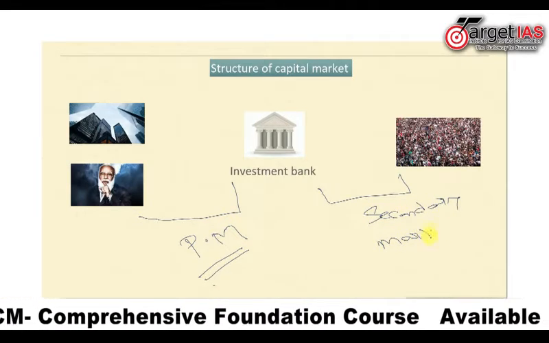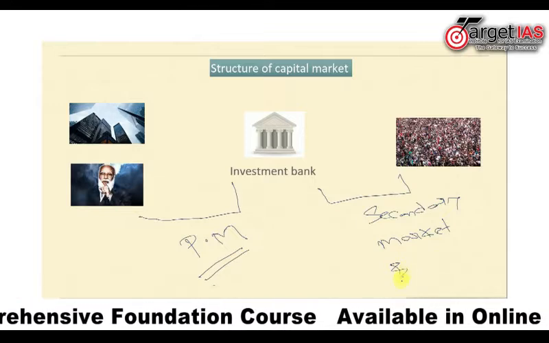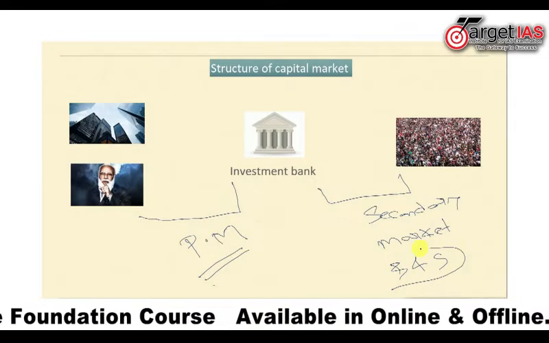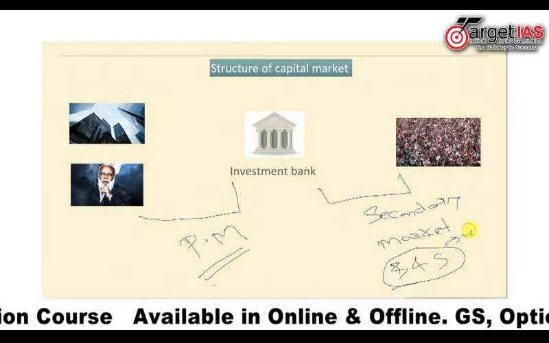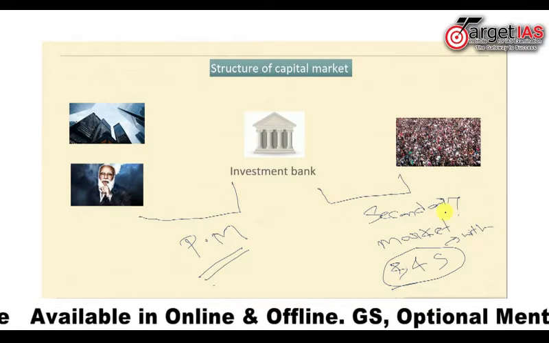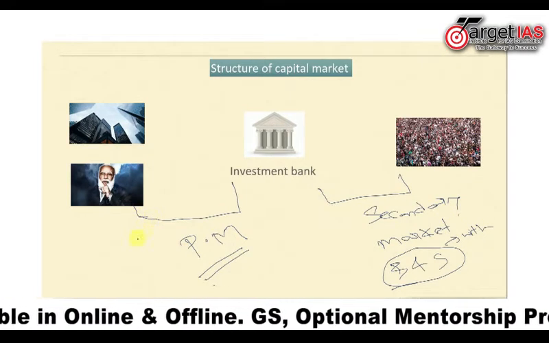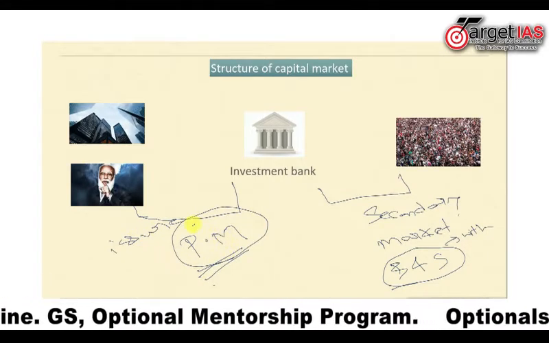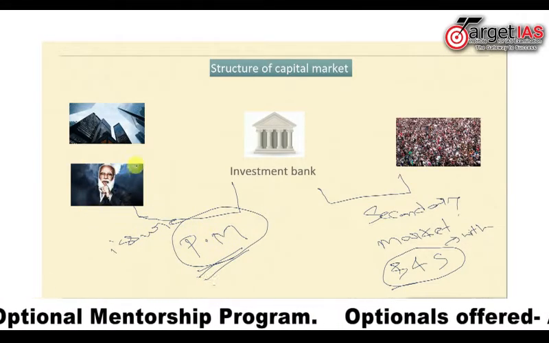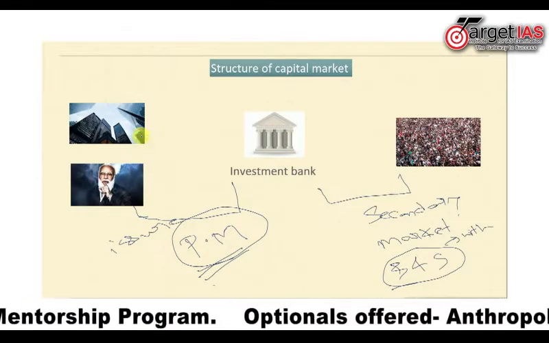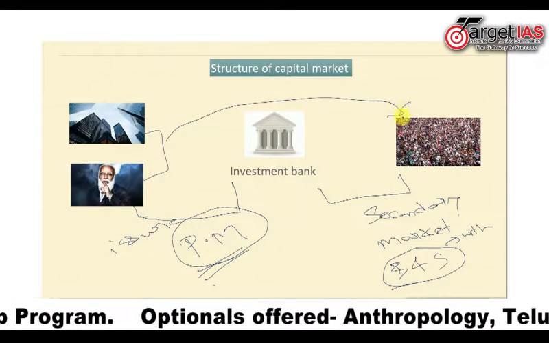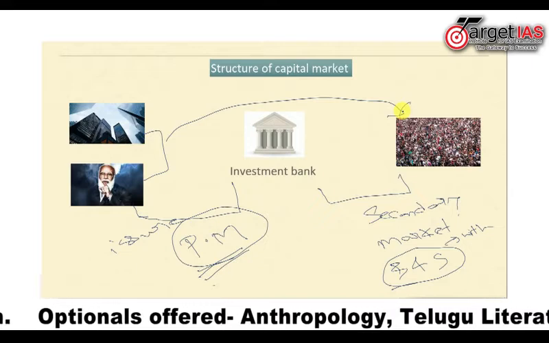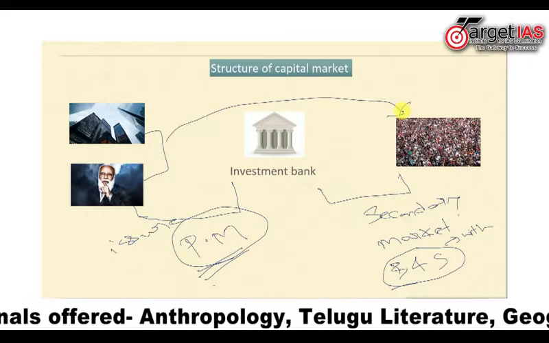So let me tell you, buying and selling within the public happens in the secondary market, whereas between the institution and the issuer, it happens in the primary market. So there is an alternative of issuing directly from the issuer to the public, but the risk is involved. Who would like to take the risk?